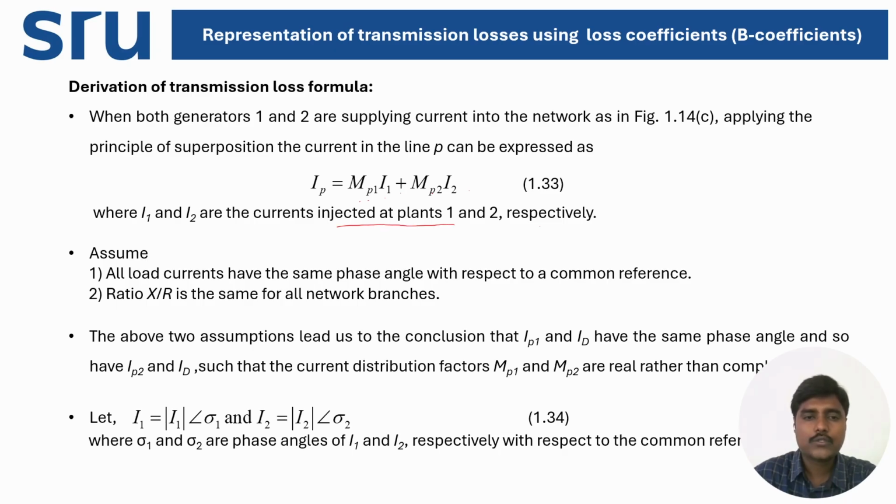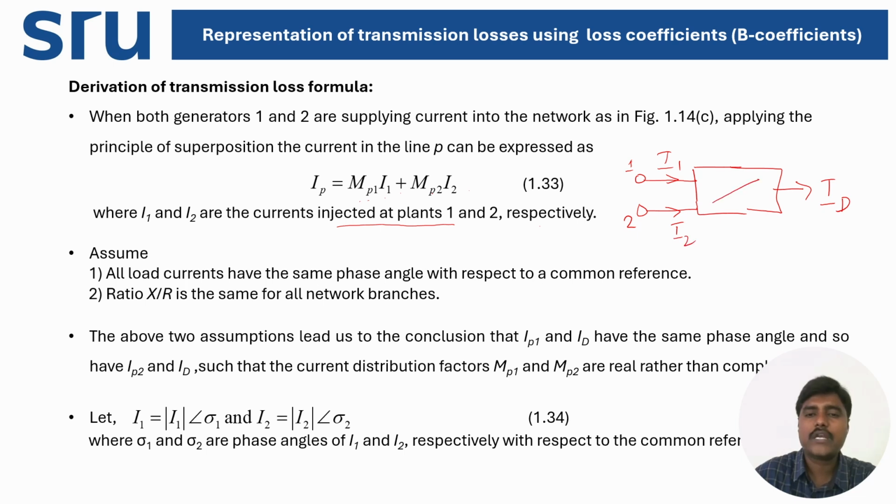Let me show this equation symbolically here again. This is the transmission network and this is the load current ID. We have two generators here. Generator 1 is supplying a current I1 and generator 2 is supplying a current I2, and the transmission network is carrying a current IP. So for this case, the equation can be expressed as IP equals MP1 into I1 plus MP2 into I2.